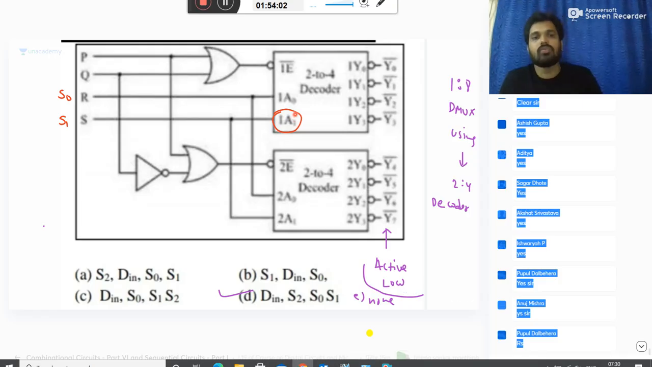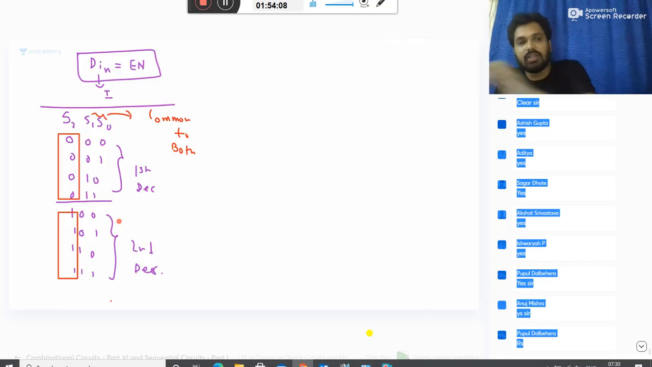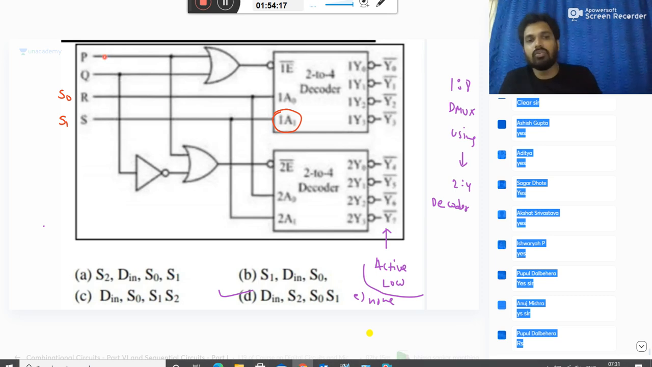Okay. So next, this is the last question for today's class. Next, you should see one thing. S2 should have one inverter because it is first half it is 0, second half it is 1. So you tell me out of P and Q, which one is having common line, which one is having inverted line.